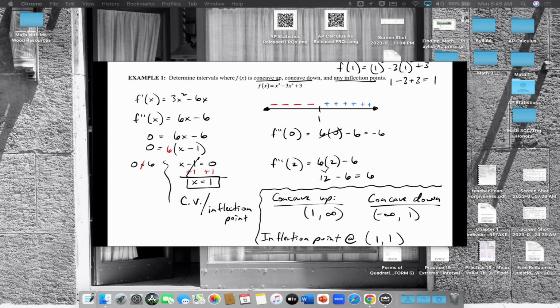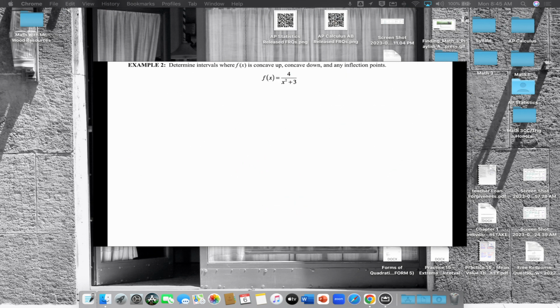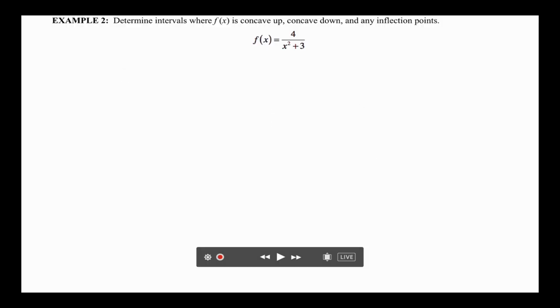Okay? Now, the functions are going to be different. This one's a rational expression. It's got a denominator, but essentially we're doing the same steps. So the hard part today is finding the derivative. You've been doing that since early September. That's the hard part, finding the derivative.